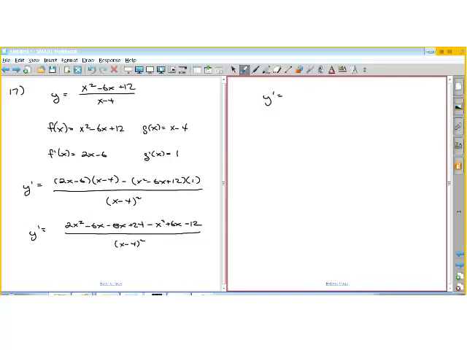So we have 2x squared minus 1x squared gives us x squared. Negative 6 minus 8 is negative 14, plus 6 is negative 8. And then we have 24 minus 12, which is 12. And that's all divided by x minus 4 squared. So that's the first derivative. And we're going to take the second derivative.